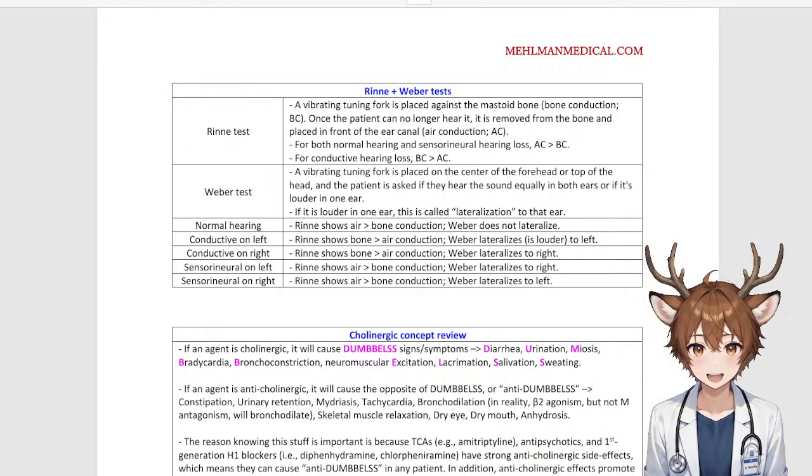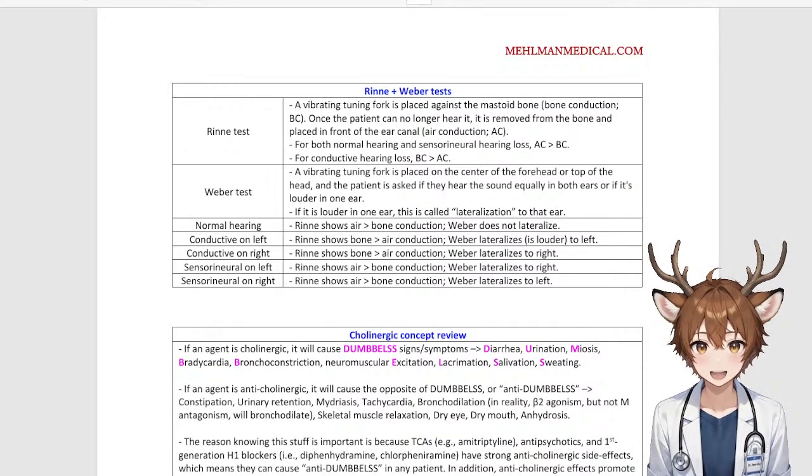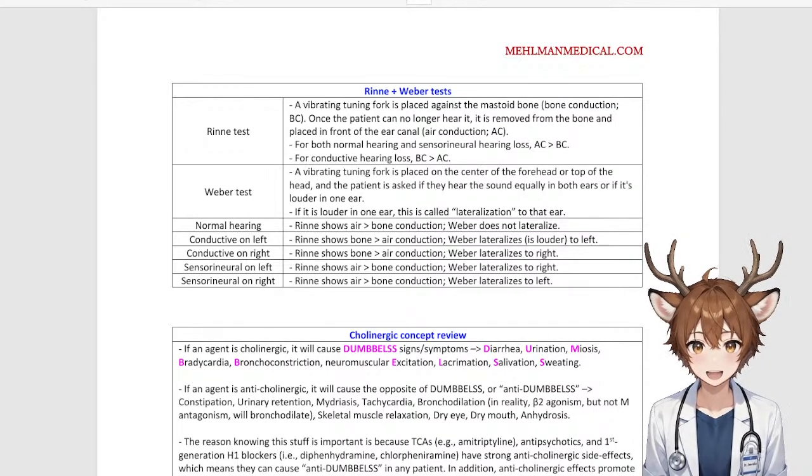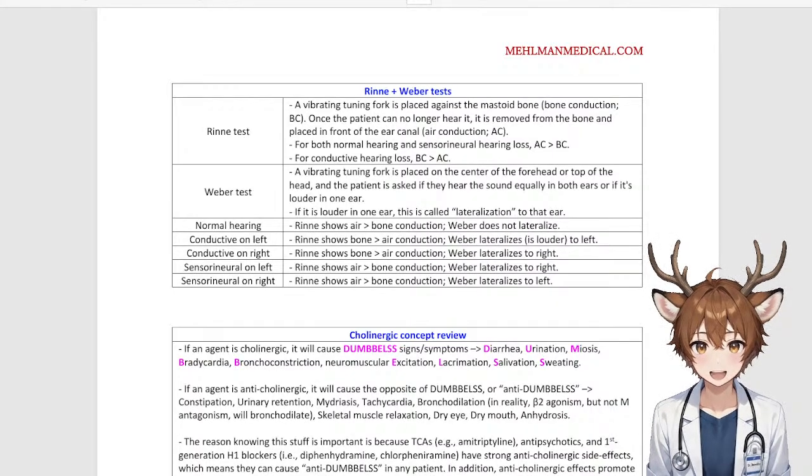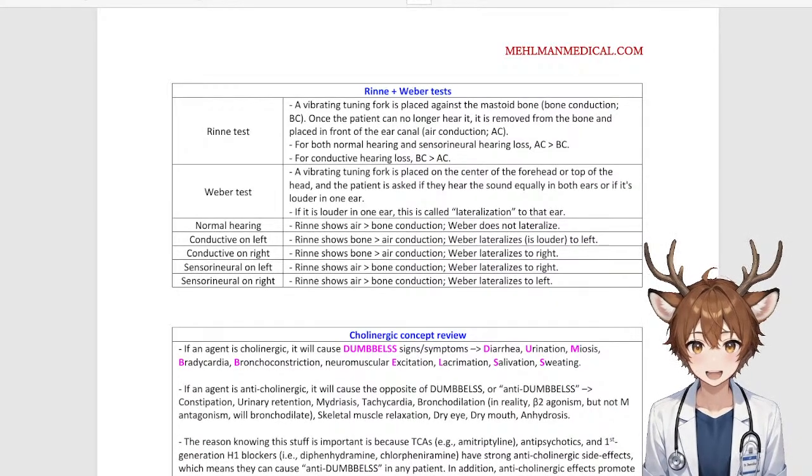What about sensorineural on the right? In that case, it's still going to be a normal presentation for the Rinne test, which shows air is greater than bone conduction. However, it will lateralize to the left, which means that the right side has an impairment if it's sensorineural in origin.